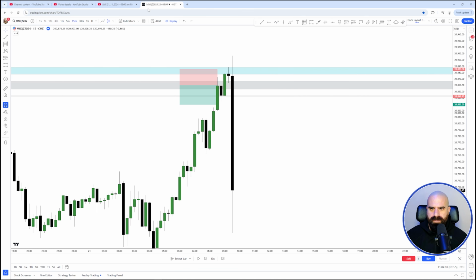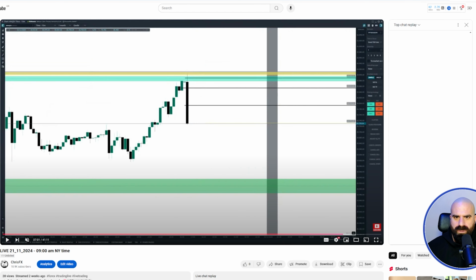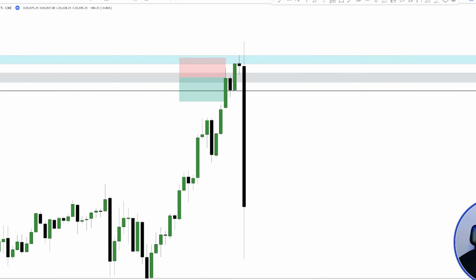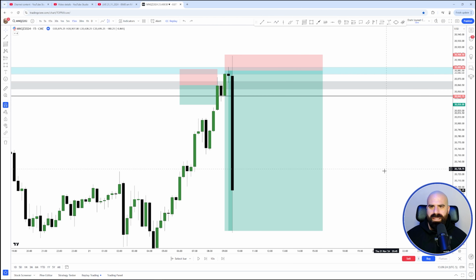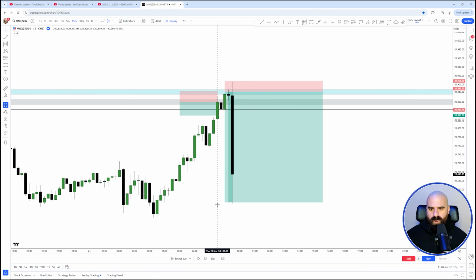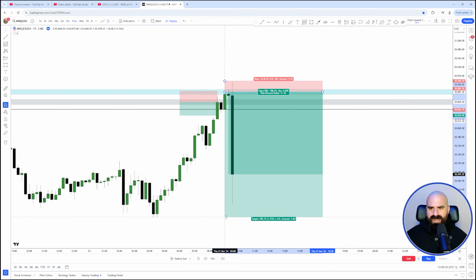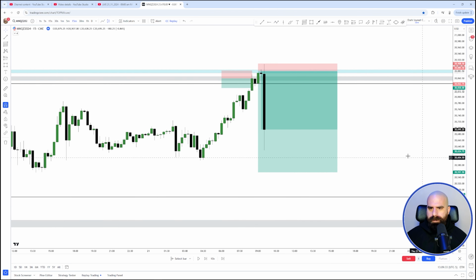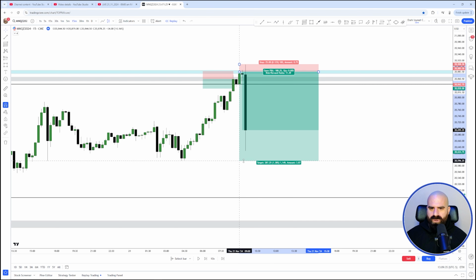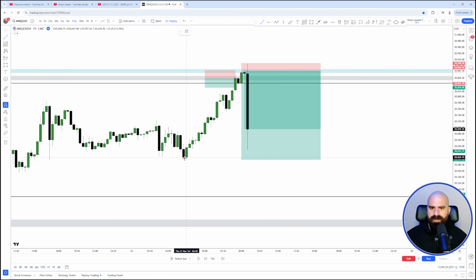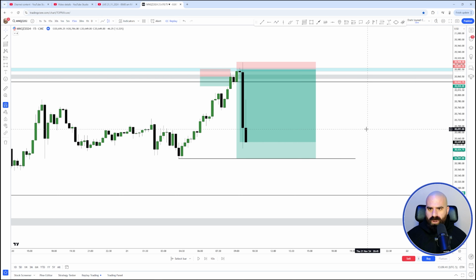Let's go back. 1, 2, 1, 2. So this was predicted to the tick. That's why I'm proving also that the free strategies here do not even come close with the strategies that I'm teaching right there. But this is something that you can do. Target lows, you can target those lows right here. You can close partials, as I'm always doing.